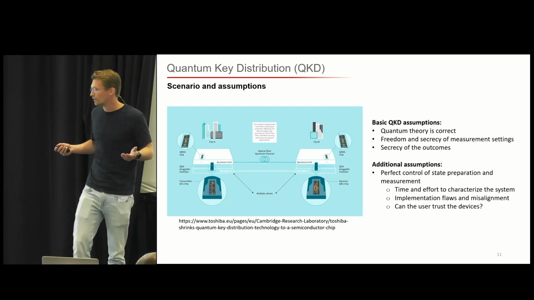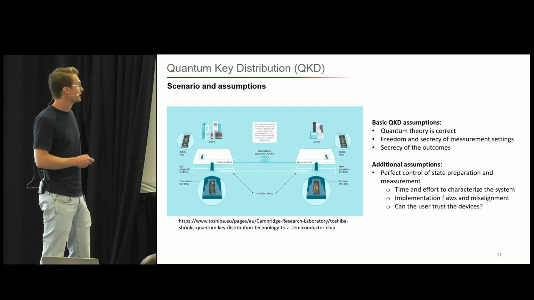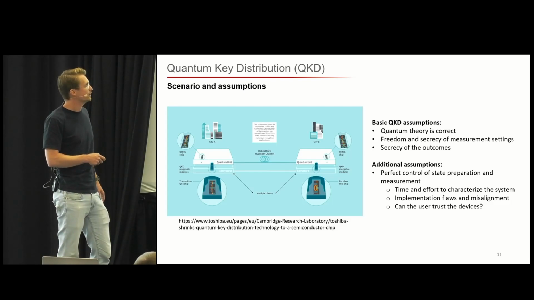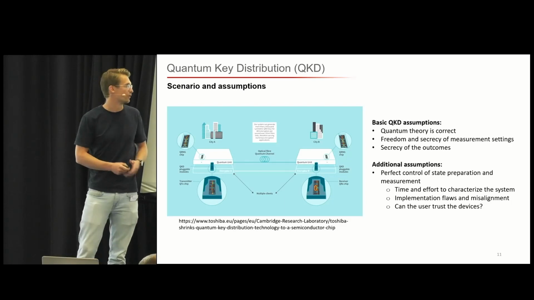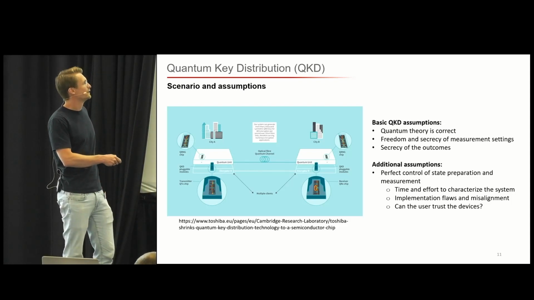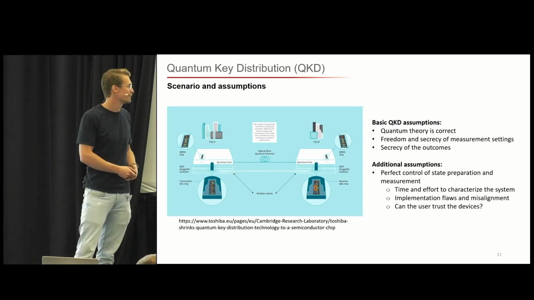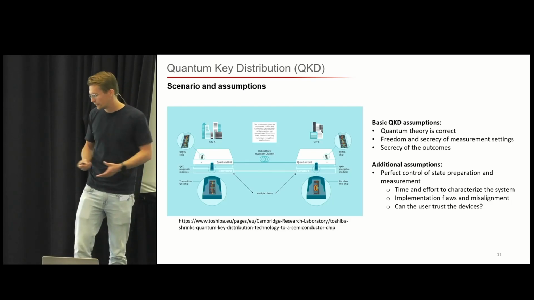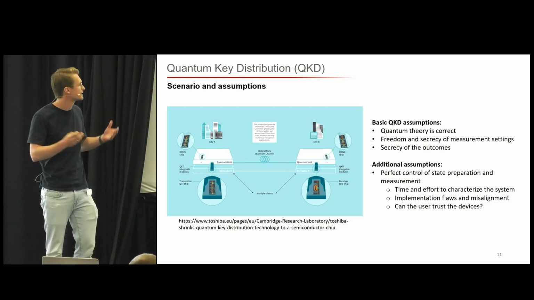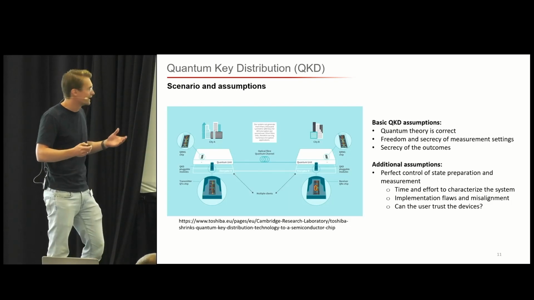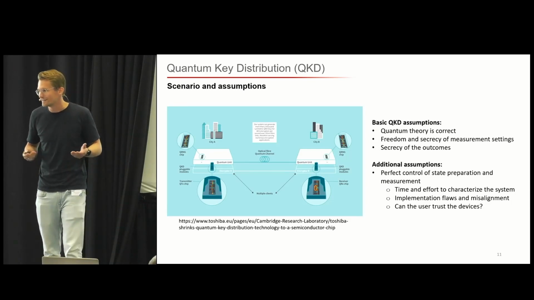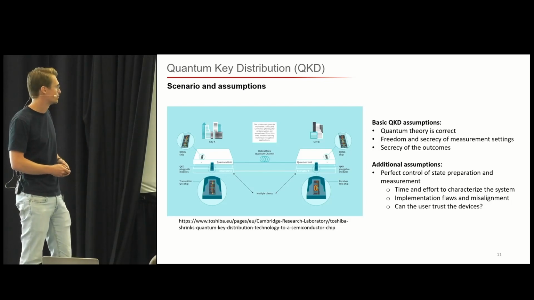However, for QKD to be secure, there are always some assumptions that you need to make. The first one is that quantum theory needs to be correct, but there are more assumptions. For example, that the users need to have freedom and secrecy of the measurement settings, and also the outcomes of the measurements need to be secure. If these were the only assumptions, then it would not actually have been a big problem. However, for normal QKD, there are more assumptions. For example, in the security proof, you make assumptions about the states that you use, or about the inner workings of the devices. And therefore, the users actually need to check their devices if they really behave as specified in this proof.